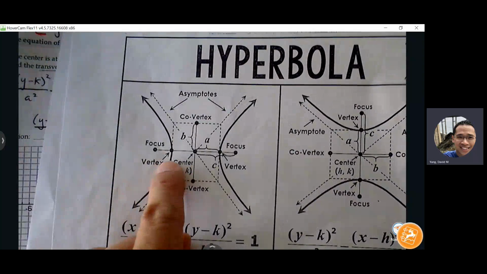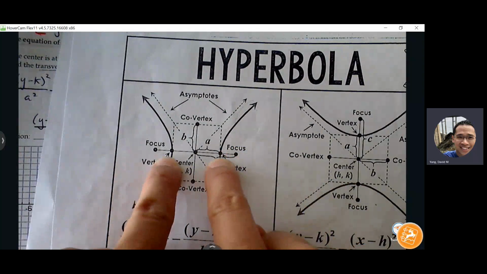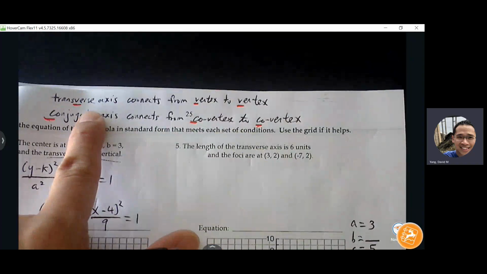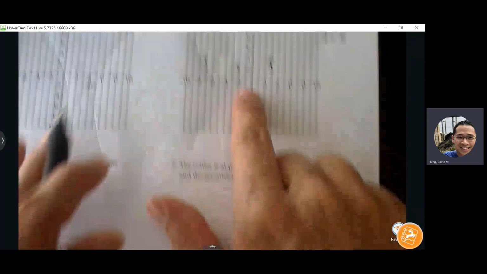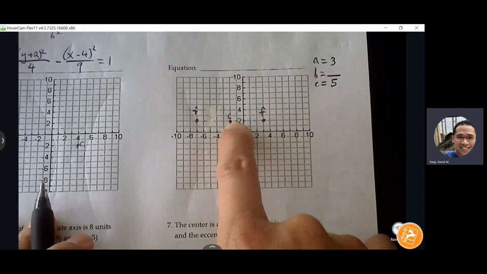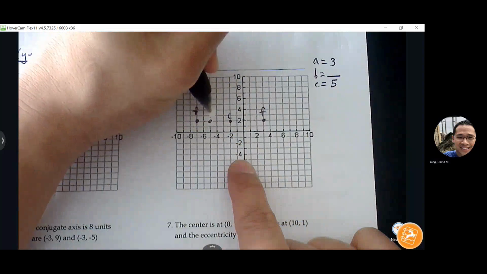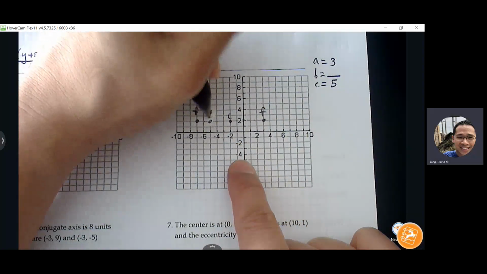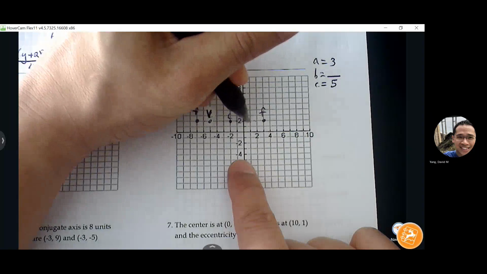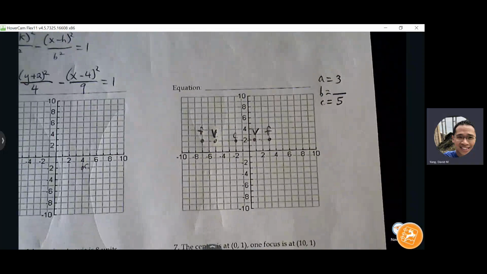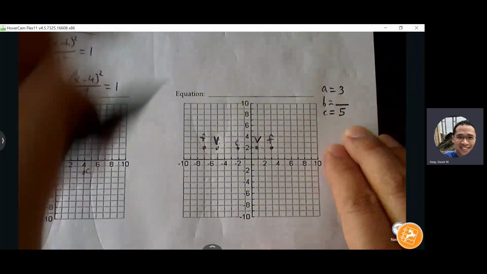Right, we already know how it's going to look, right? We know it's going to be horizontal because if my foci are to the left and to the right, I know my vertices must be to the left and to the right. Transverse axis will connect from vertex to vertex. I want the entire distance to be 6, and the center has to be in between that. So 1, 2, 3. Right vertex. Okay. Go through your formula to find your b value.